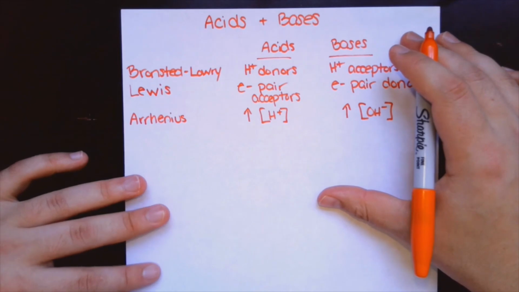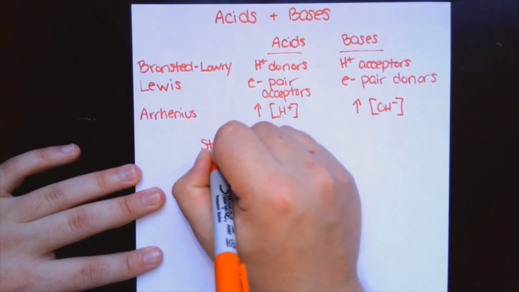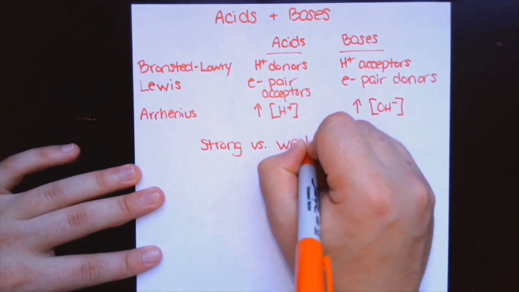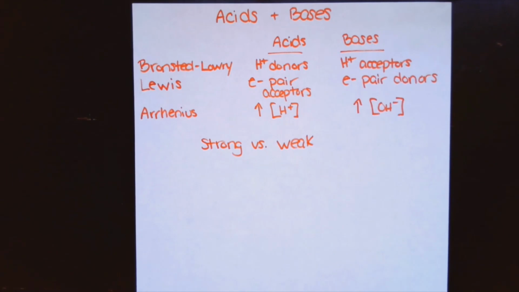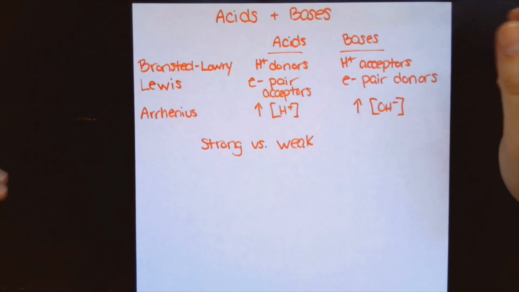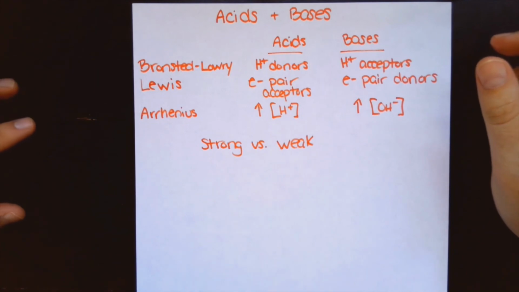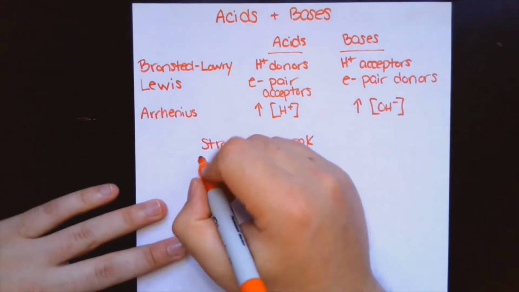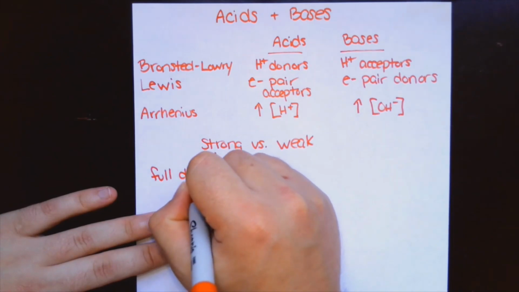Now, acids and bases can be classified as either strong or weak. So what's the difference between them? It's the amount of dissociation. If you recall, I said that if an ion is able to dissolve in water, it's going to dissociate entirely into its ions. They fully dissociate. With acids and bases, sometimes they fully dissociate, sometimes they only partially dissociate. So strong acids and bases see full dissociation.